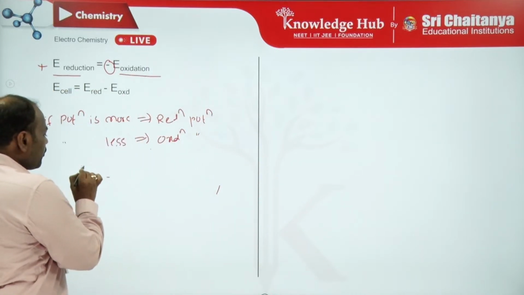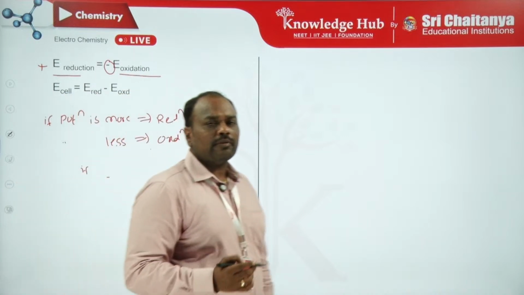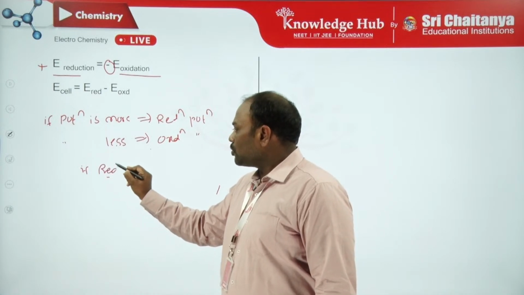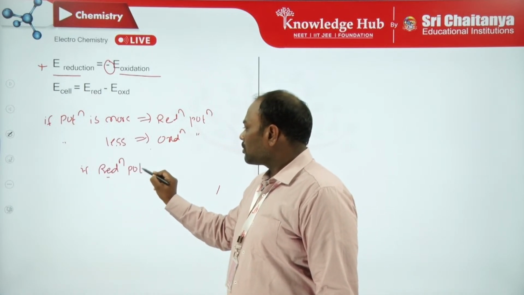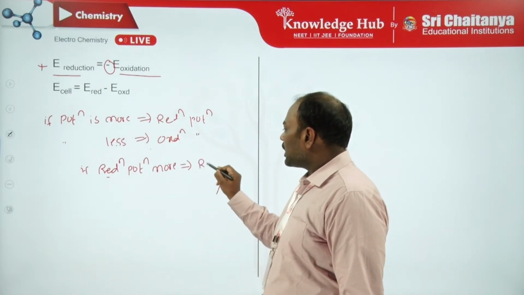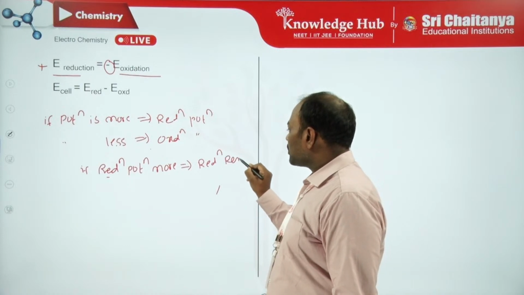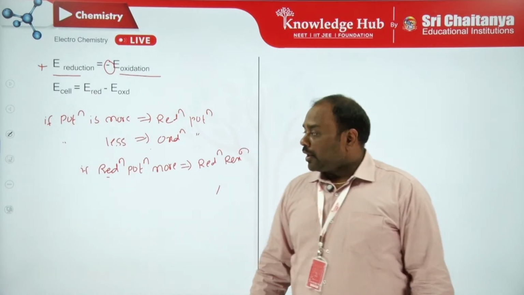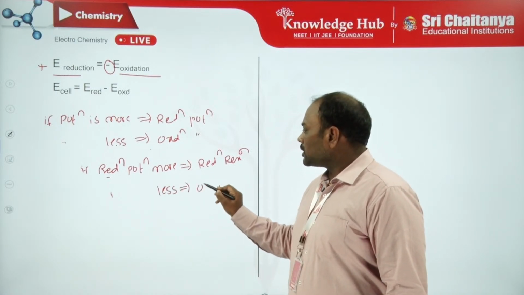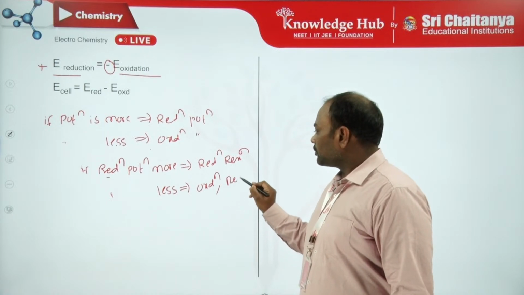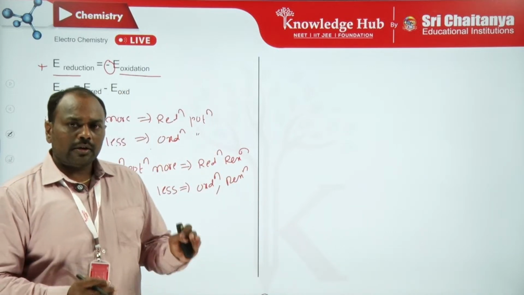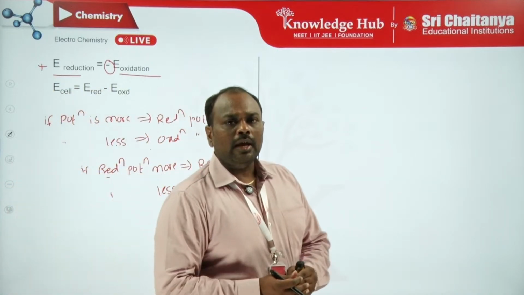Potential values are always measured in terms of reduction potential. If the reduction potential value is more, it undergoes a reduction reaction. This is a shortcut method to remember. If the reduction potential value is less, it undergoes an oxidation reaction. Whatever values are given, the highest value undergoes reduction and the lowest value undergoes oxidation.